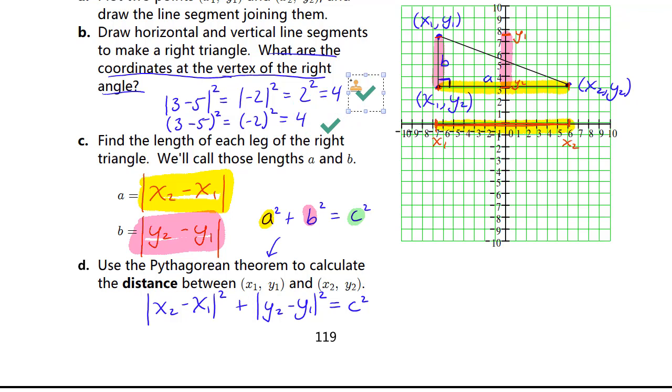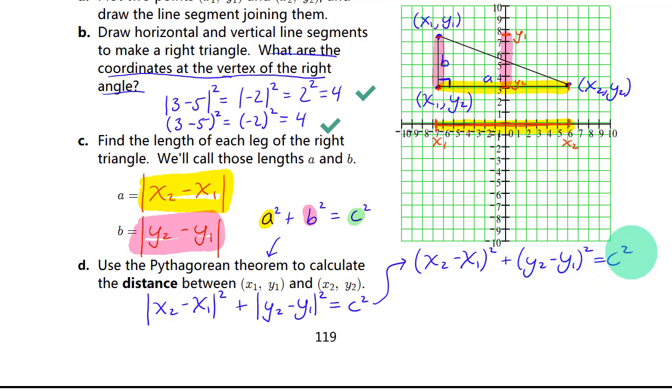So with that in mind, I'm just going to write this a slightly simpler way, not worrying about the absolute value, just saying x2 minus x1 squared plus y2 minus y1 squared is equal to c squared. And then if you want to find what c is, you can just take the square root of both sides. That cancels out with that. And I'm not bothering again with a plus or minus here because if you're talking about distance, it's always positive.